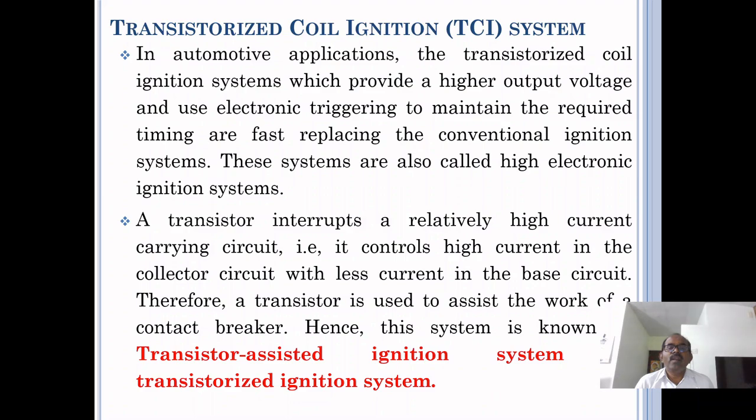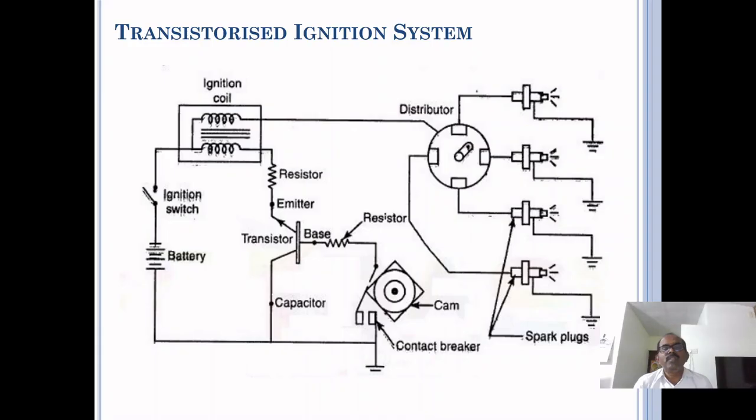A transistor interrupts a relatively high current carrying circuit, that is, it controls high current in the collector circuit with lesser current in the base circuit. Therefore, the transistor is used to assist the work of the contact breaker. Hence, this system is also known as the transistor assisted ignition system.